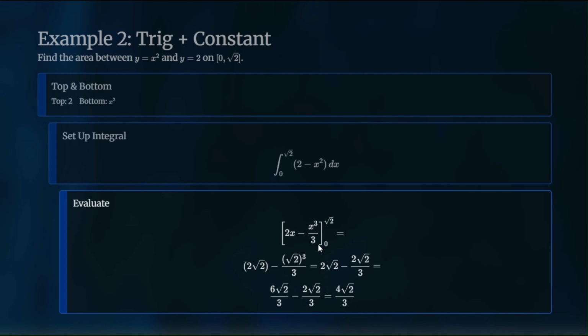which is 0. So then we can simplify this as 2 square root of 2 minus 2 square root of 2 over 3. And in order to subtract fractions, we need a common denominator. So if we multiply 2 square root of 2 by 3 over 3, that will become 6 times square root of 2 over 3 minus 2 square root of 2 over 3. And now we can subtract, and that will be 4 square root of 2 over 3. In other words, the area bounded by x squared and y equals 2 on the interval from 0 to square root of 2 is 4 square root of 2 over 3.